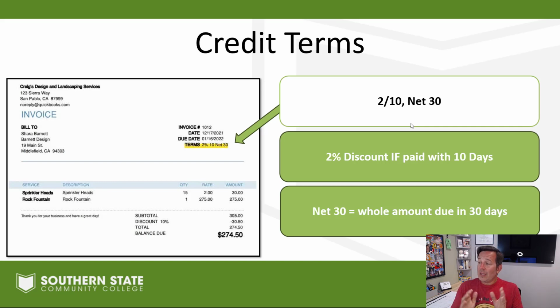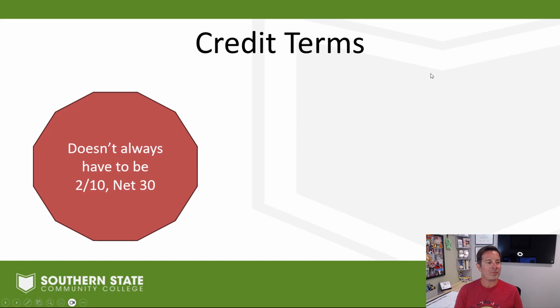So, credit terms aren't always 2/10 net 30. They could be different things. They could be 1/15 net 30. They could be 5/ net 30, all right? The first number is always the percent. Second number is the number of days to get the discount. The third number, how long you have to pay overall. As I said, it doesn't always have to be 2/10 net 30.